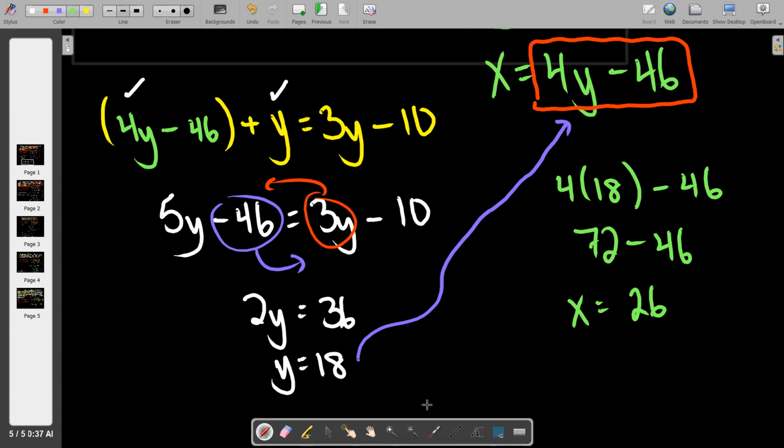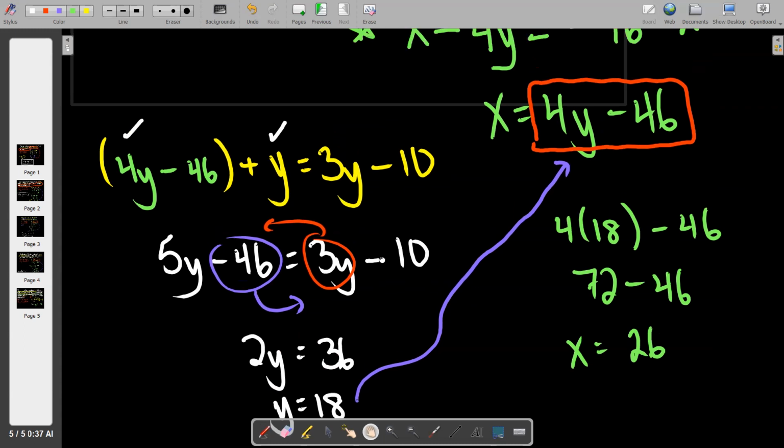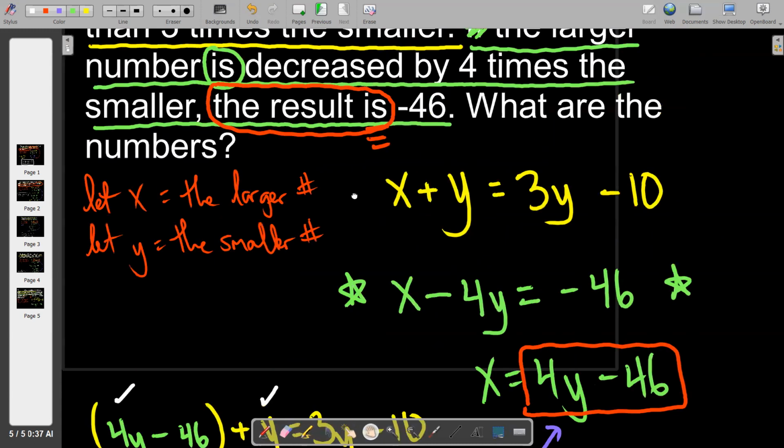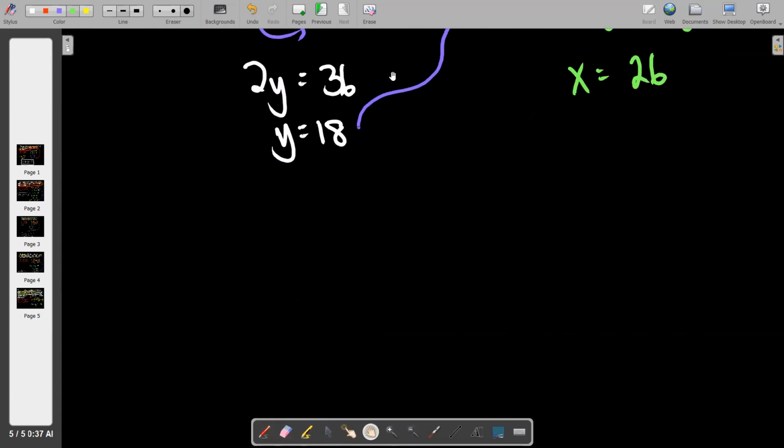So at this point in time, just so I don't mess up my own problem again, let me go back and read the question. It says, what are the numbers? So go ahead, Parker.